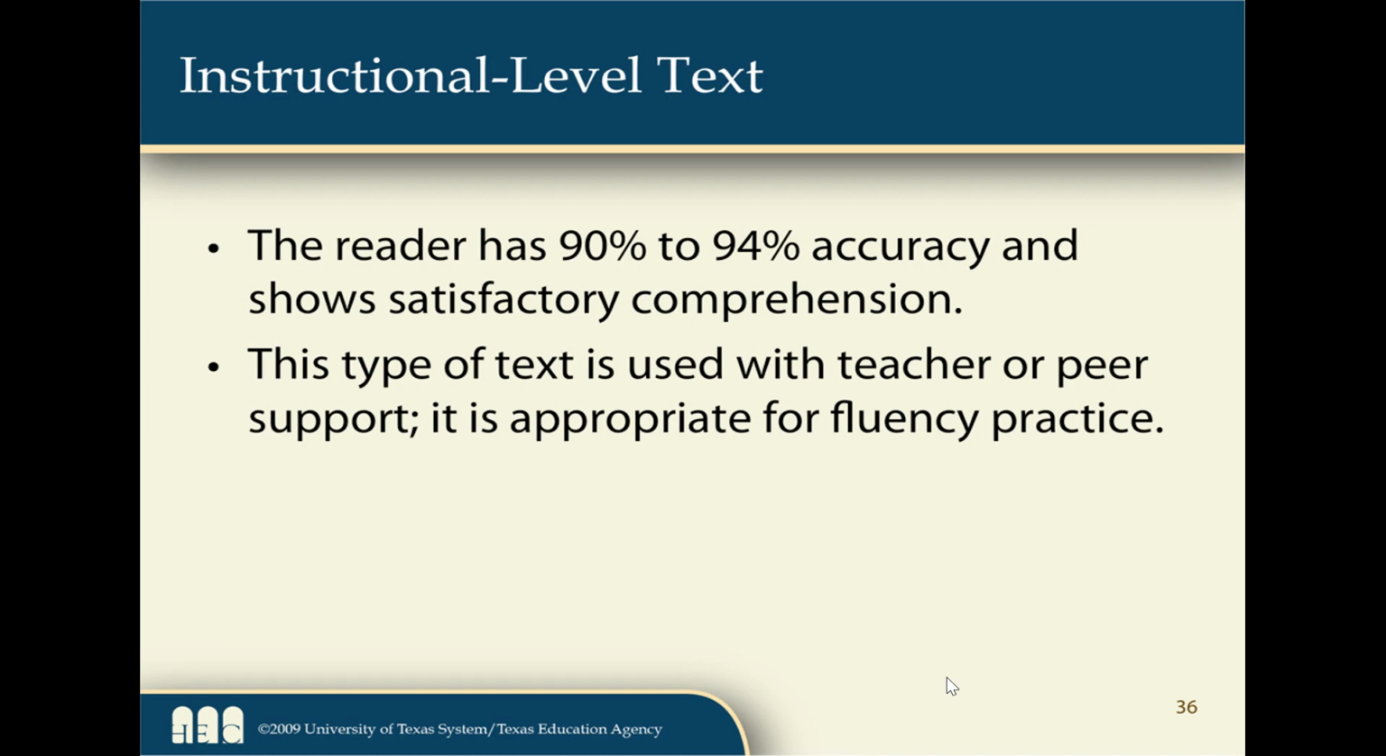Instructional level is that 90 to 94% accuracy. Okay comprehension when they're at instructional level. Remember, this is kind of where we want all of our students to hit, because we don't want to give them something that's too easy and we don't want to assess them on something that's too hard. We want to be able to teach them. So we want to try to get our students to the 90 to 94% accuracy rate. Here, the teacher or peer support could be influential in helping the student read prosodically.